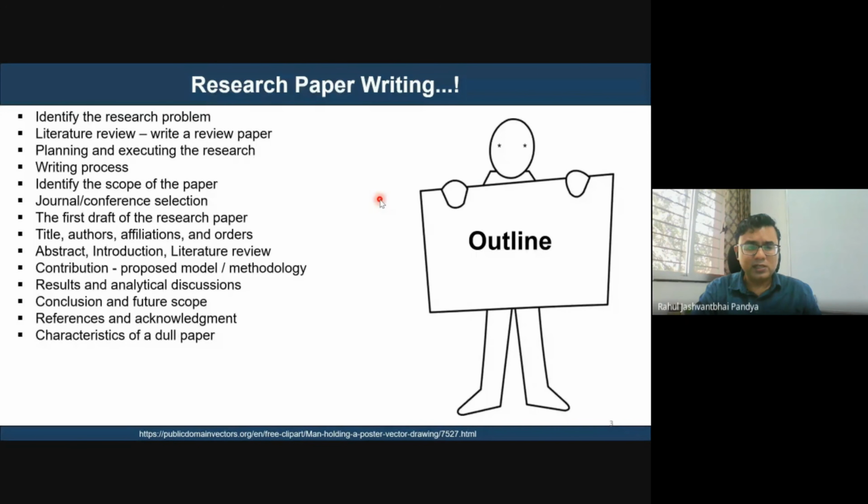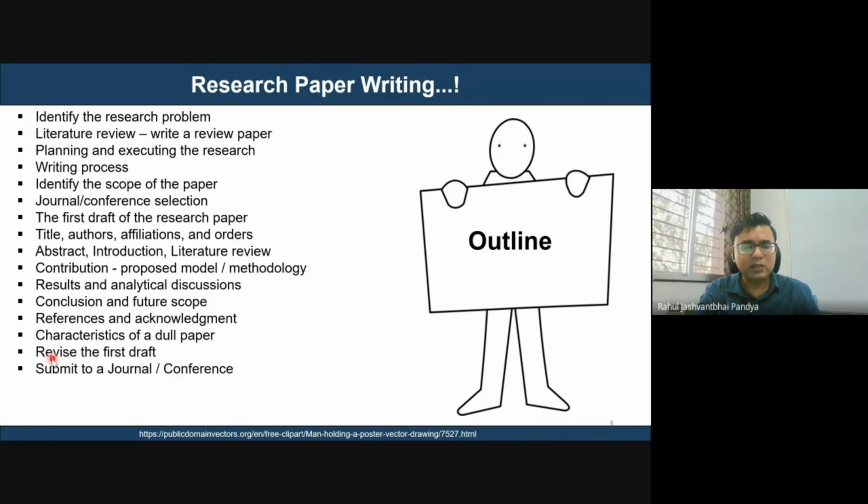Later we will discuss the characteristics of a dull paper, because we have to understand which one is a dull paper. What are the characteristics of a dull paper? Then we can easily identify where we stand, and once we identify it, we should be able to enhance our paper further. Once the first draft is ready, the second phase would be the revision of the first draft. That could be multiple revisions, many multiple revisions.